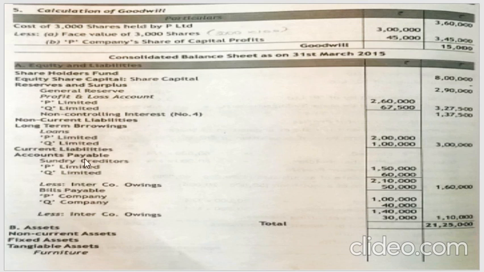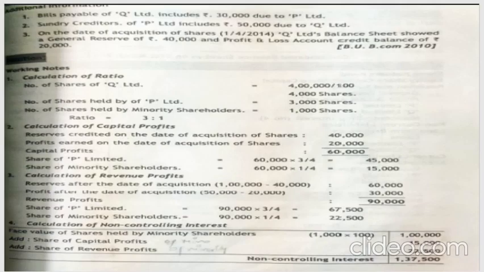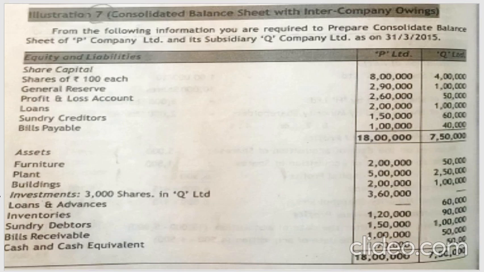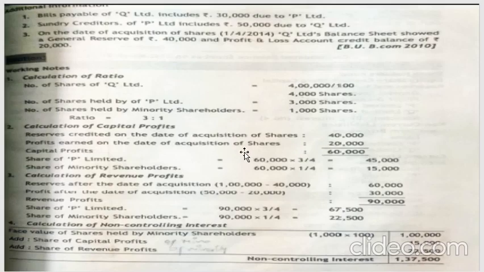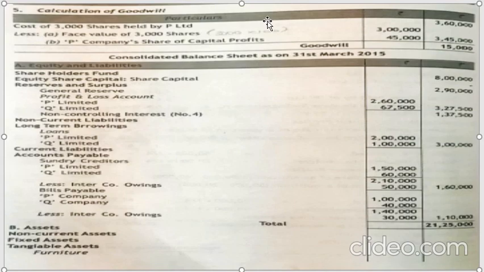So under sundry creditors, P and Q's sundry creditors amount is as per the question, which is 1,50,000 and 60,000, and the intercompany owings as per the additional information for sundry creditors is 50,000. So from your sundry creditors, 1,50,000 plus 60,000 will give you 2,10,000, minus intercompany owings of 50,000, which will give you the balance of 1,60,000.